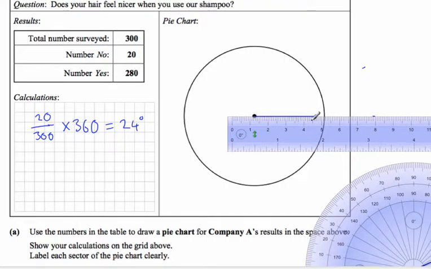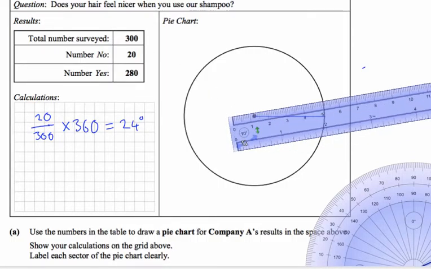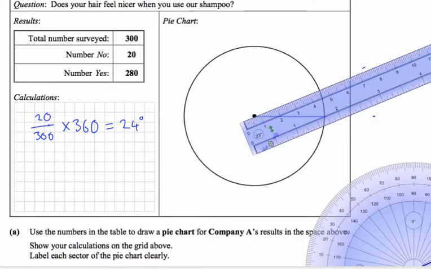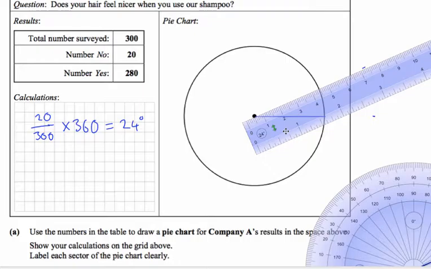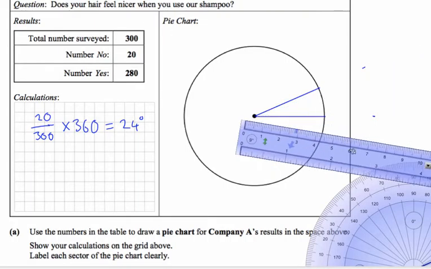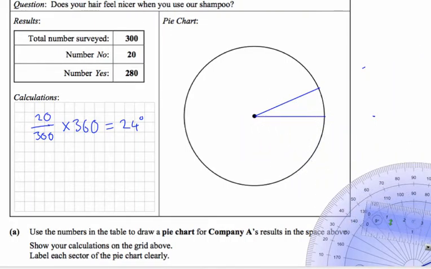So from there to the edge of the circle. And then we're going to move the ruler up a little bit here, and then we're going to draw this line going up here like that. If I move the ruler out of the way, there's my sector. That is the no sector, and that was 24 degrees there. Mark that in if you like, 24 degrees. And then our yes sector is the big piece, the big slice here. And that's the end of part A.